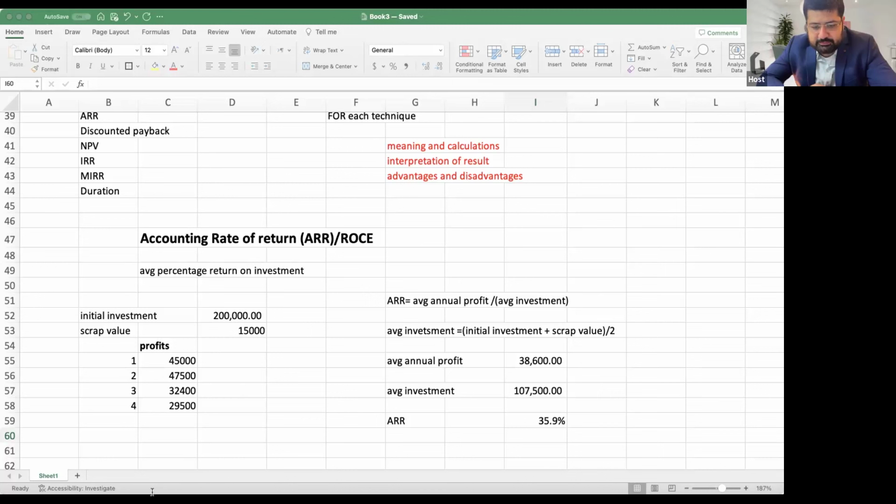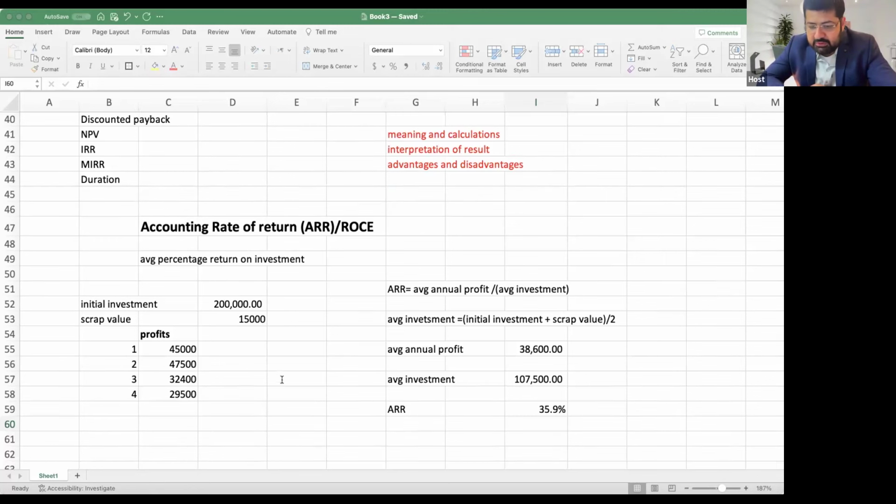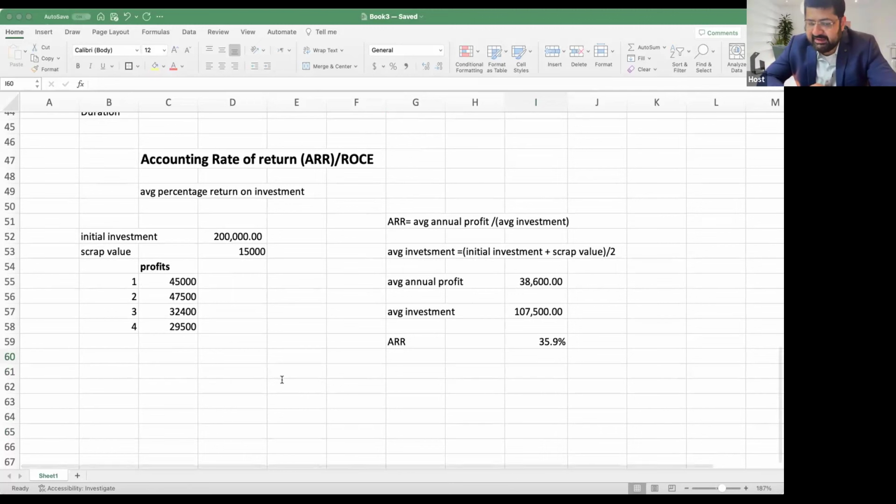Good. All right. So accounting rate of return we have done. Now, one more example we will talk about for better understanding.